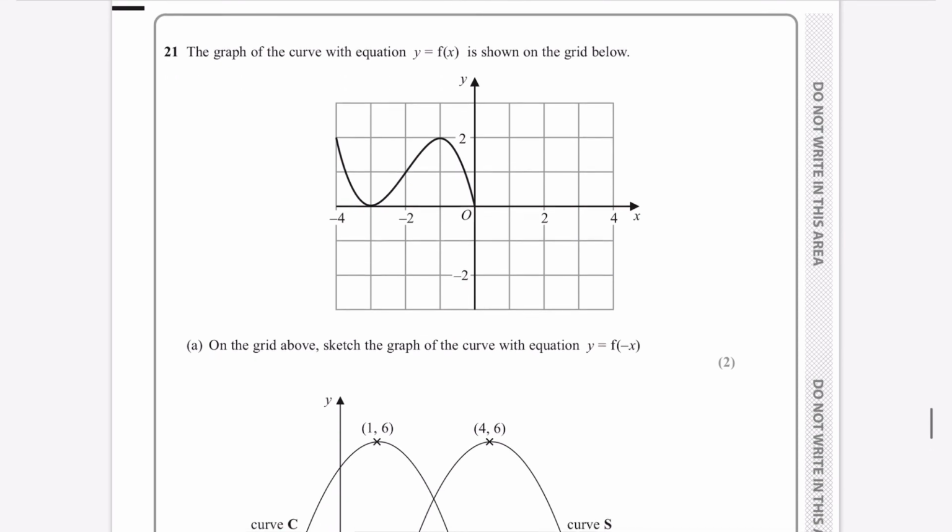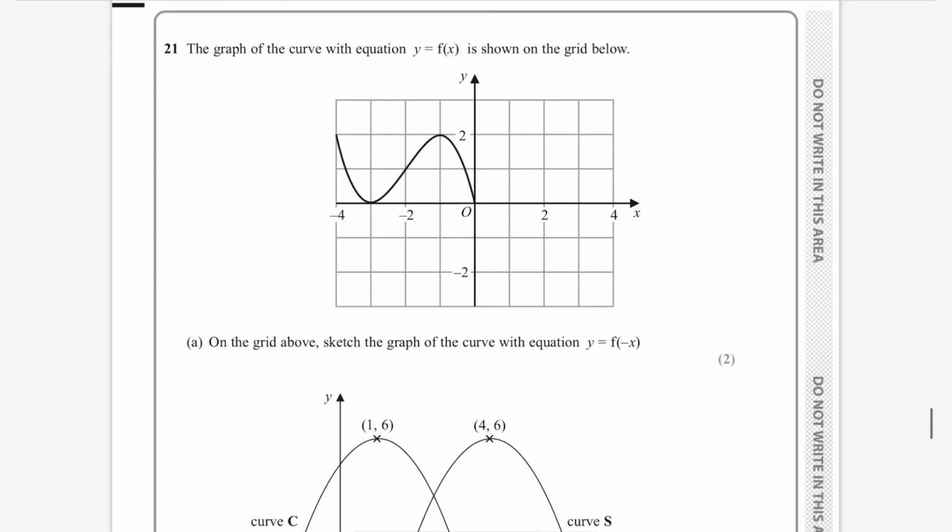Okay, nearly there. The graph of the curve with equation y equals f of x is shown on the grid below. On the grid above, sketch the graph of the curve with equation y equals f of minus x. Now what this means to do is to reflect it in the y-axis. It means to do kind of like a horizontal flipping like this. So I'm going to see the points that are the same. That point's going to stay there.